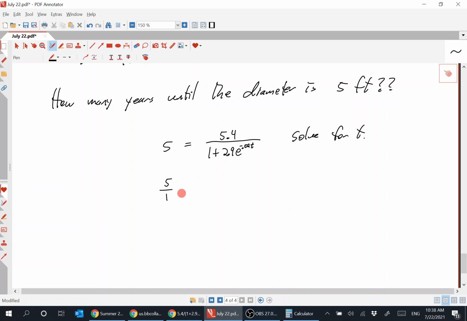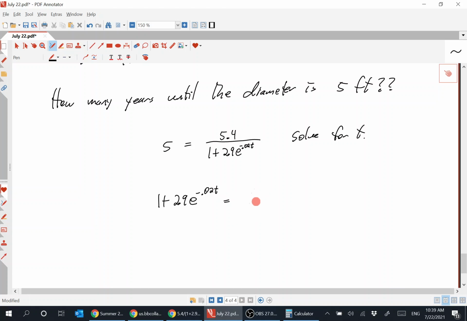So think of this as 5 over 1 equals 5.4 over 1 plus 2.9 e to the minus 0.02 t, and we'll do that cross multiplication. Well, actually, I'm going to move this over here and then divide by 5. So 1 plus 2.9 e to the minus 0.02 t equals 5 over 5.4. So what I did is I took the denominator of this fraction, multiplied both sides of the equation by that denominator, 1 plus 2.9 e to the minus 0.02 t, and divided both sides by 5.